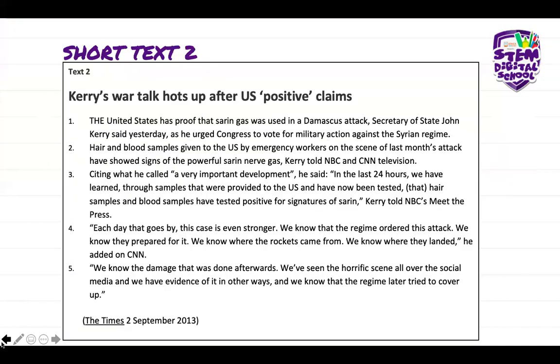Each day that goes by, this case is even stronger. We know that the regime ordered this attack. We know they prepared for it. We know where the rockets came from. We know where they landed, he added on CNN. We know the damage that was done afterwards. We've seen the horrific scene all over the social media, and we have evidence of it in other ways, and we know that the regime later tried to cover up.